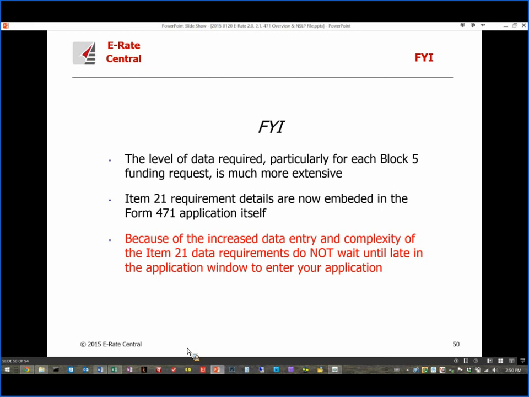But we would encourage you to start earlier rather than later. Do the portions of the application that you can, and if need be, go into the training system and play around with it to get familiar with it. The last thing you want to do is try to figure all this out in the last 30 days of the window. Could be quite frustrating.